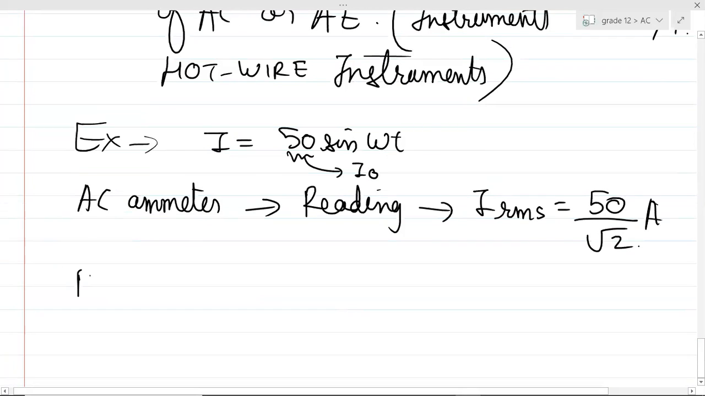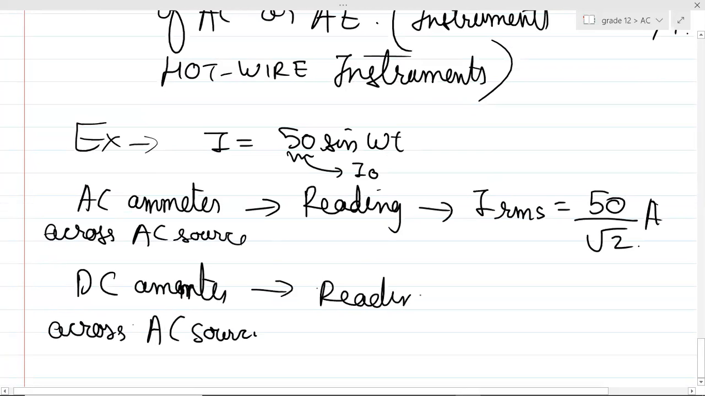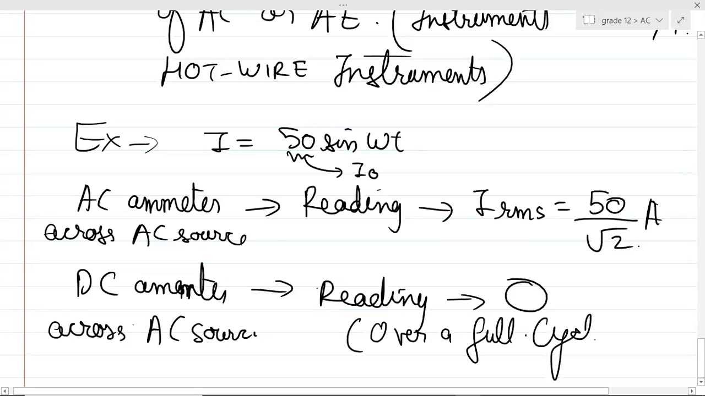Now suppose I connect a DC ammeter across an AC source. In this case, what will be the reading? The reading will be 0. But please remember, we are talking about a full cycle. Over a full cycle, what will happen?